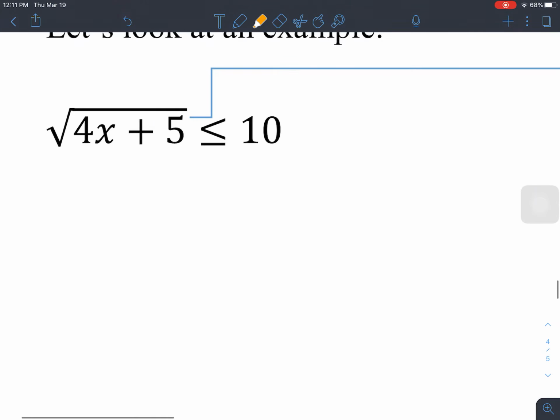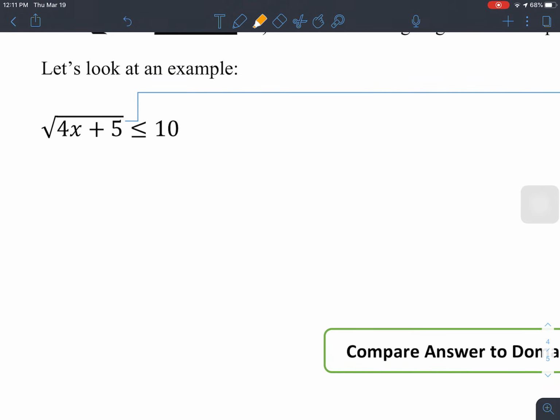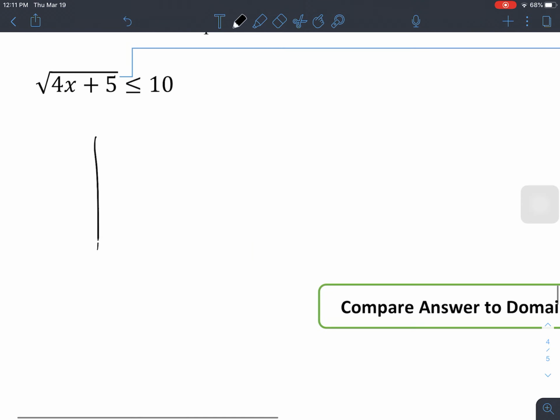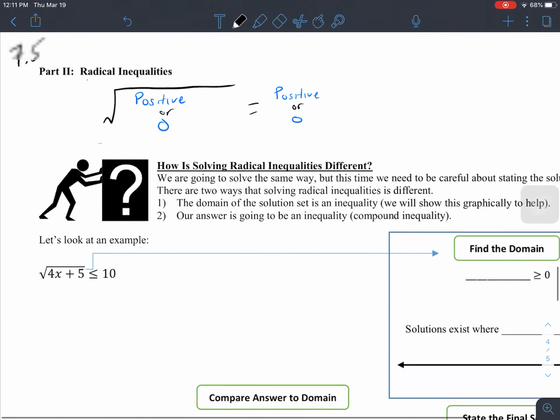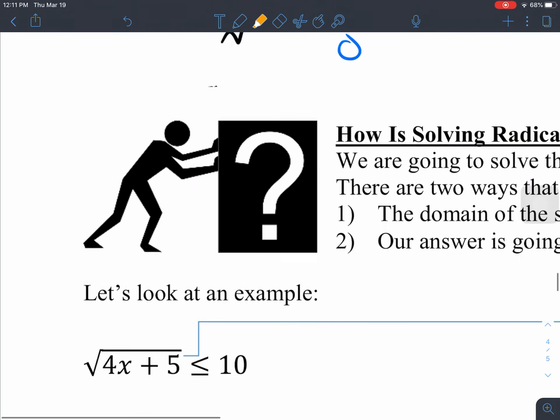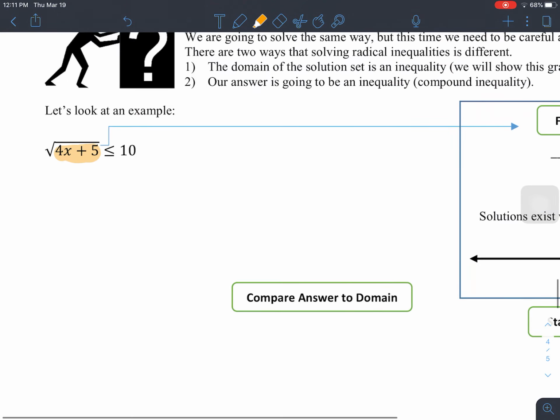So this one's a basic structural setup. The radical is already by itself. There's nothing outside, no coefficients, no constants outside the radical. And I have my inequality: square root of 4x plus 5 is less than or equal to 10. We're tempted to just start solving like we would an equation, but we shouldn't. When you're dealing with a radical inequality, you need to address this issue first. Inside the square root can only be a positive number or 0. So I have to look at this expression inside the radical first.